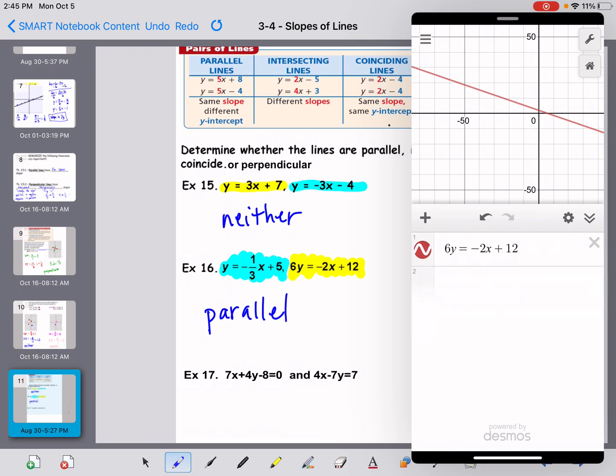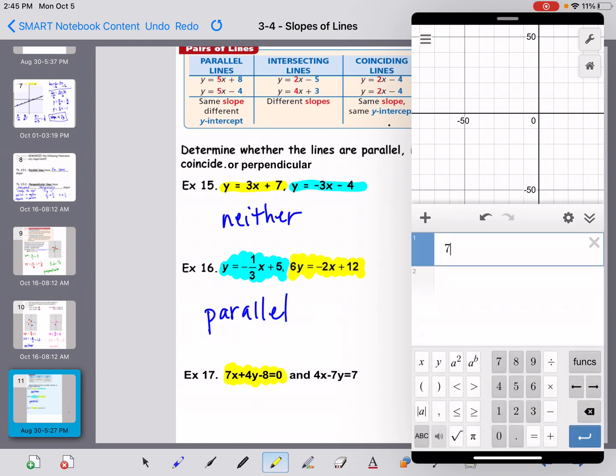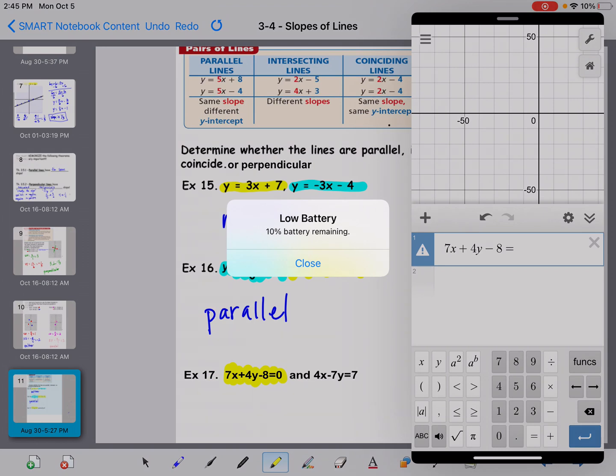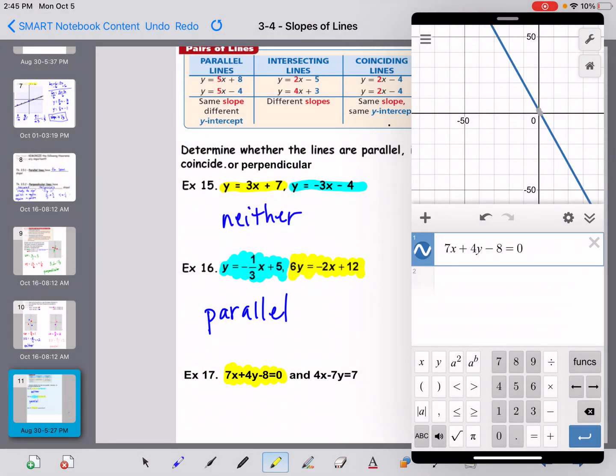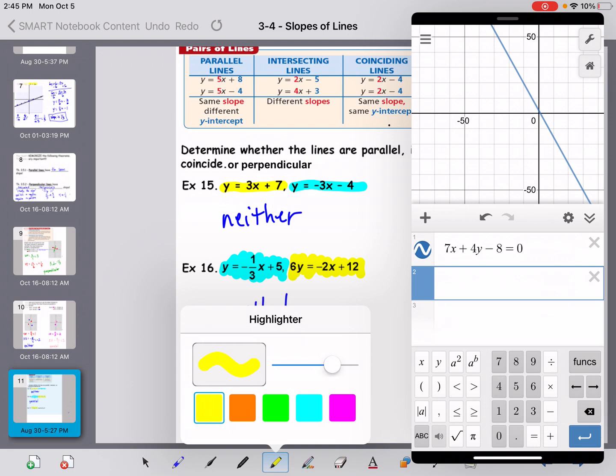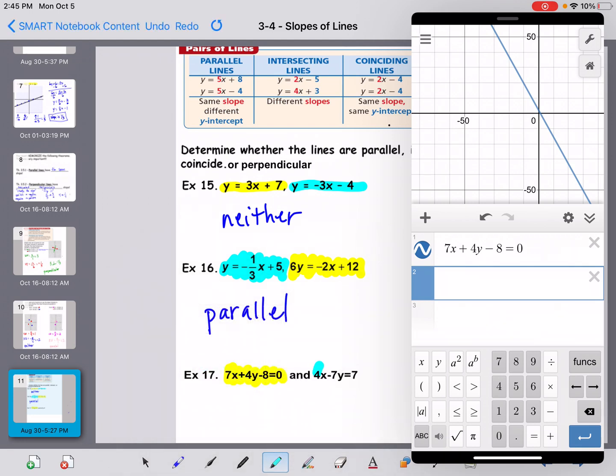So, last one. Type in the first one. I'm just typing it in exactly like I see it. All right, I got a low battery. It's okay. Don't worry, guys. We'll make it to the end. This is my last example. We'll be good.